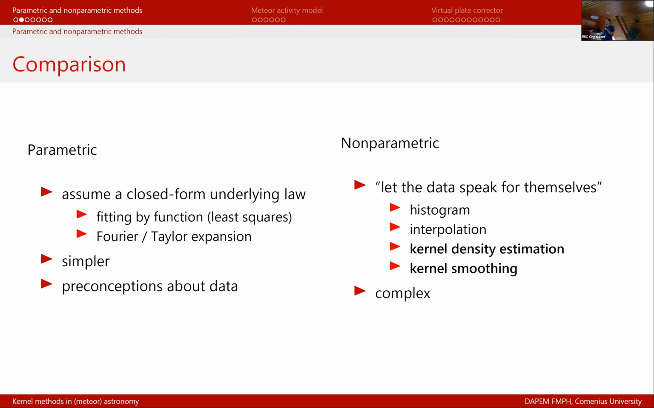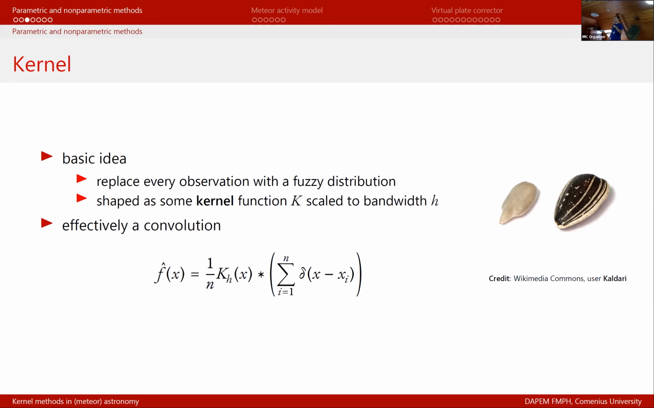Non-parametric methods, they so-called let the data speak for themselves. In this class, we have histograms, which I personally don't like very much, interpolation methods, and the two methods I will be talking about, kernel density estimation and smoothing. This is much more complex and much more difficult to share, especially your results are not describable by several numbers. However, it just looks better and sometimes gives you some insight you are not able to gain using parametric methods.